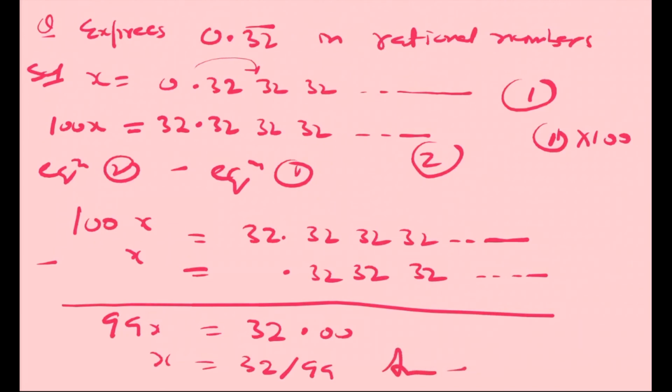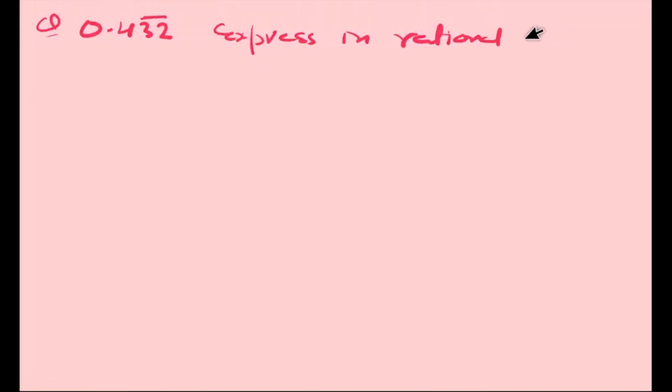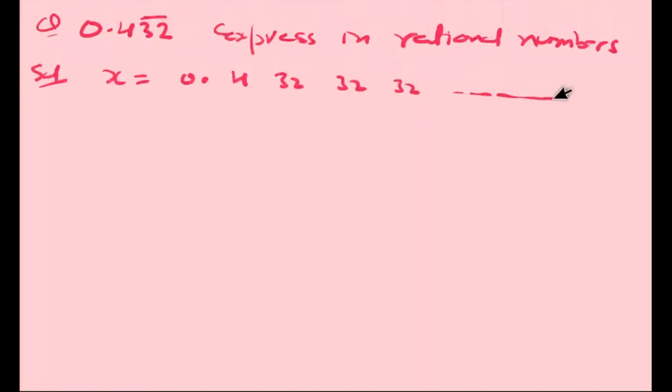Okay. Another example. If the digits are given 0.432 bar, with the bar only on 32, express it in a rational number. The question is the same. Now what will the solution be? Let x equal 0.4323232 and so on. This will be equation 1, right?